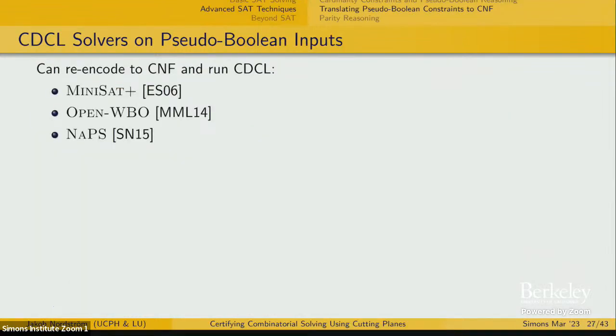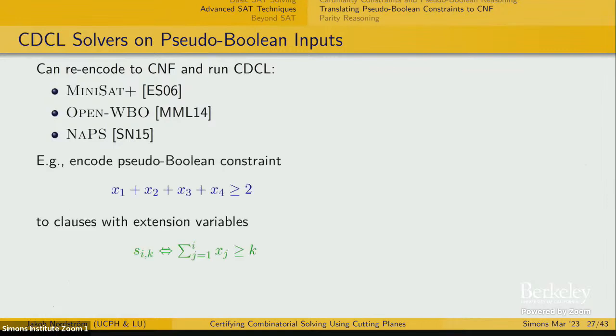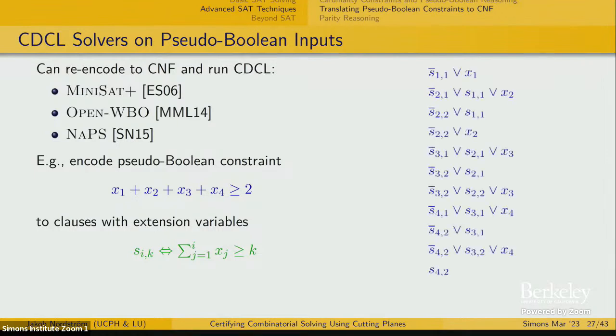One thing that it can do, and that we haven't had proof logging for before, is this: suppose you're given a pseudo-Boolean formula or a 0-1 integer linear program. One way of solving this is to introduce extension variables and say that x1 plus x2 plus x3 plus x4 greater or equal 2 is equivalent to this formula. And this is something that is actually being done.